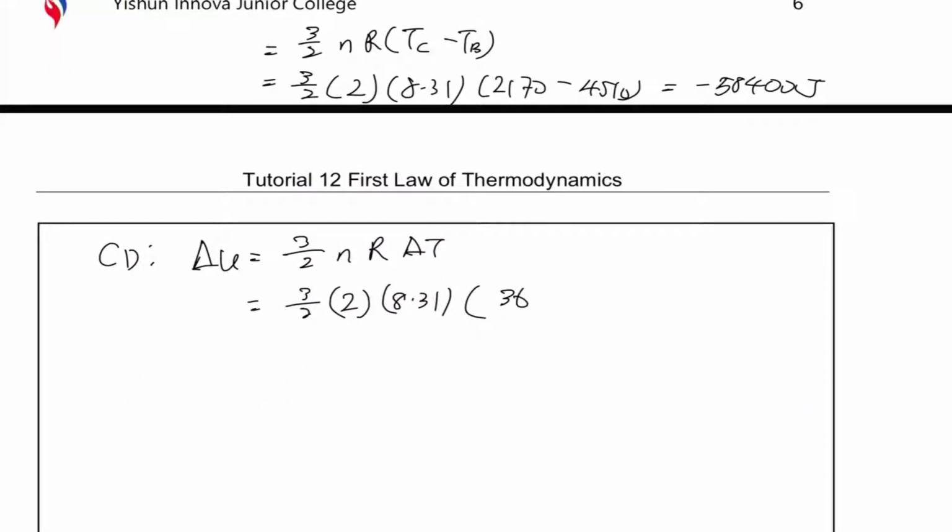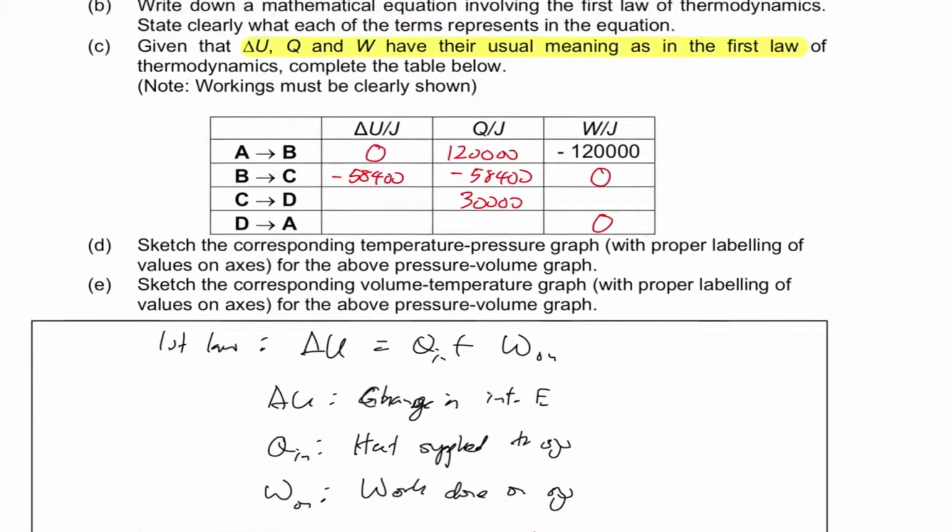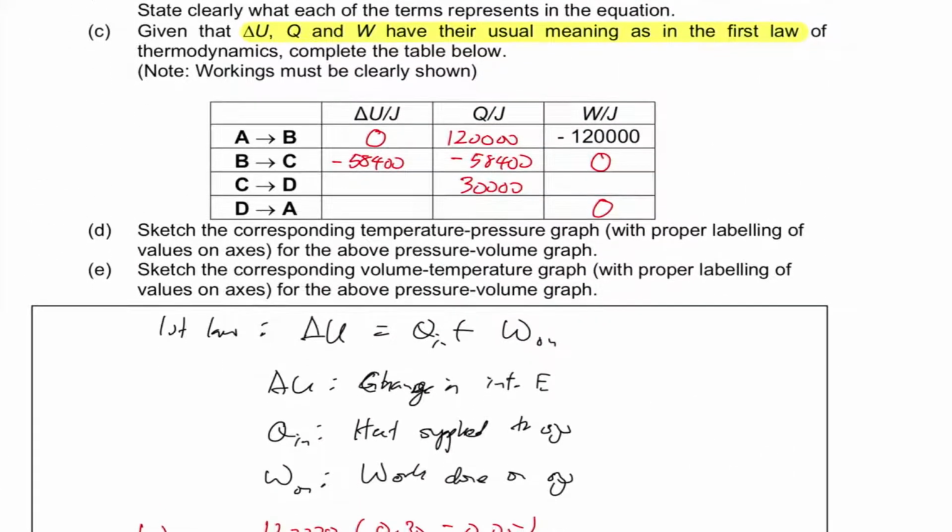So 361 minus 2710 rather. Okay, and you will get this to be equal to negative 4500 joules. Okay, so that's delta U. So once I've done that, we can go back to the top to write this down here as well. So this will become negative 4500 joules.